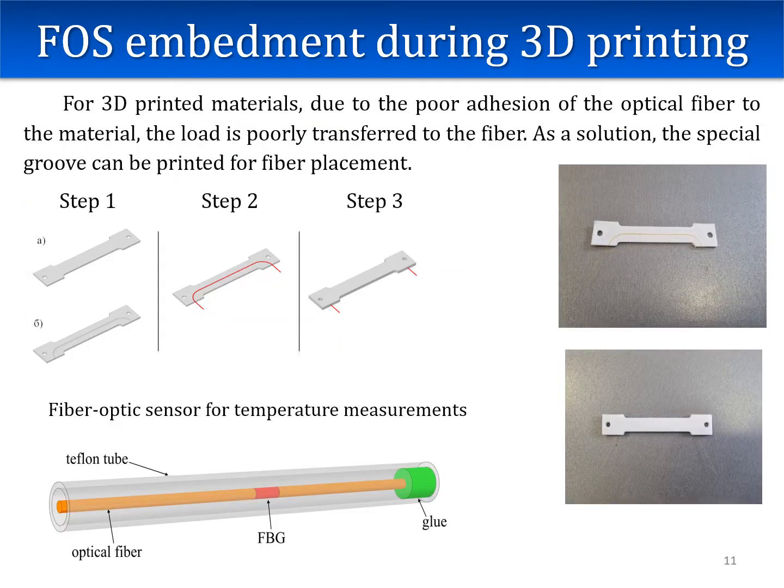The process of 3D printing with embedded optical fiber can be divided into three main stages. At the first stage, printing is performed up to the location of the optical fiber. At the second stage, the printing is suspended, and the optical fiber is laid and fastened. The last step is to resume the printing process until it is complete. There are various ways of placing the optical fiber during embedding.